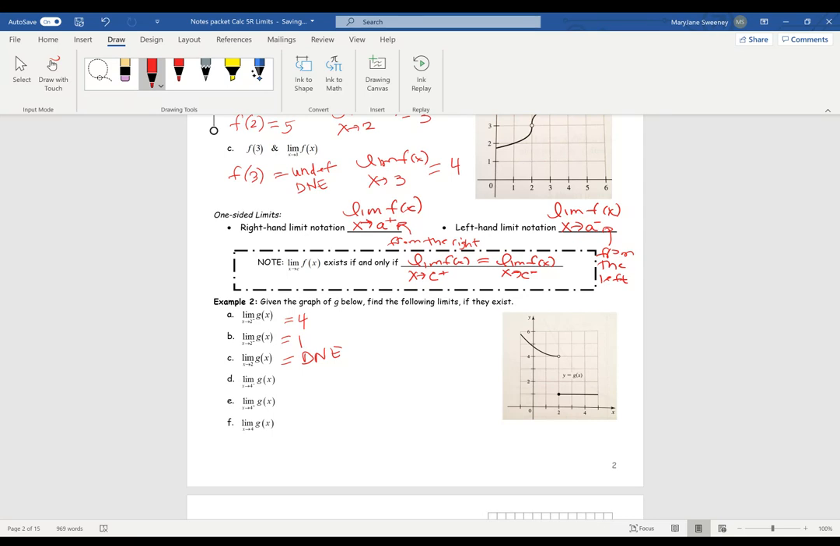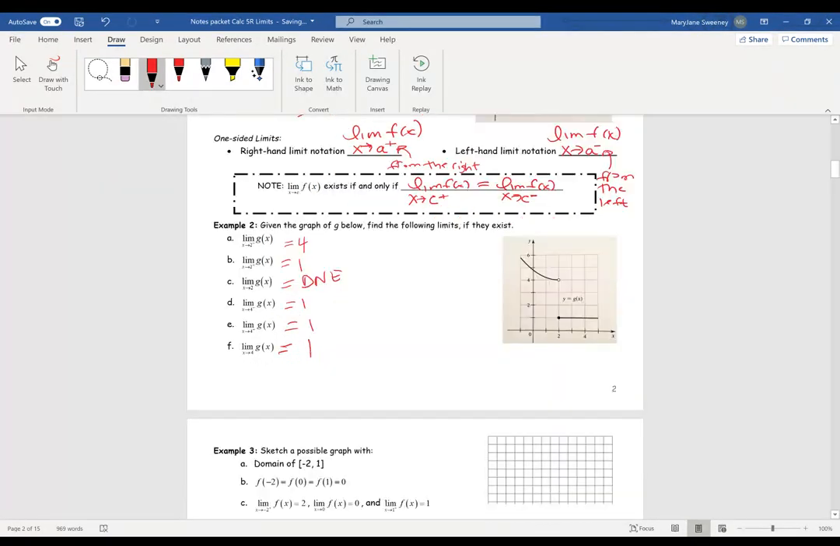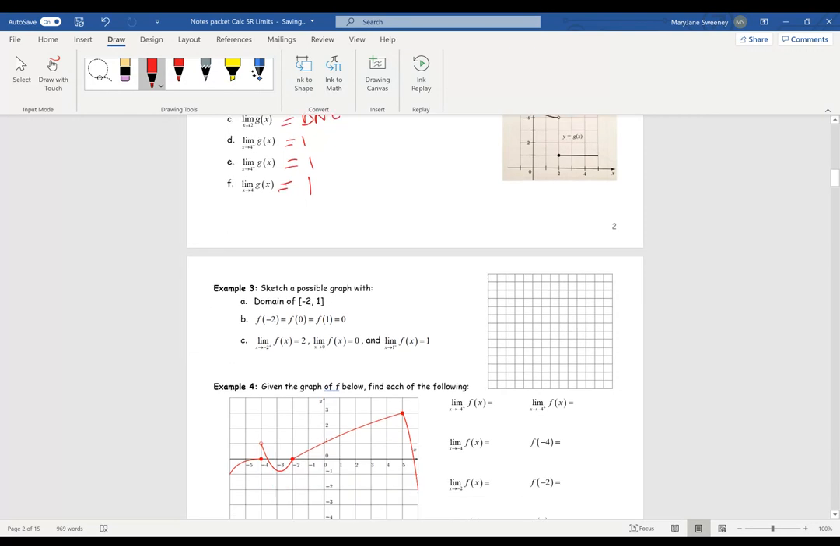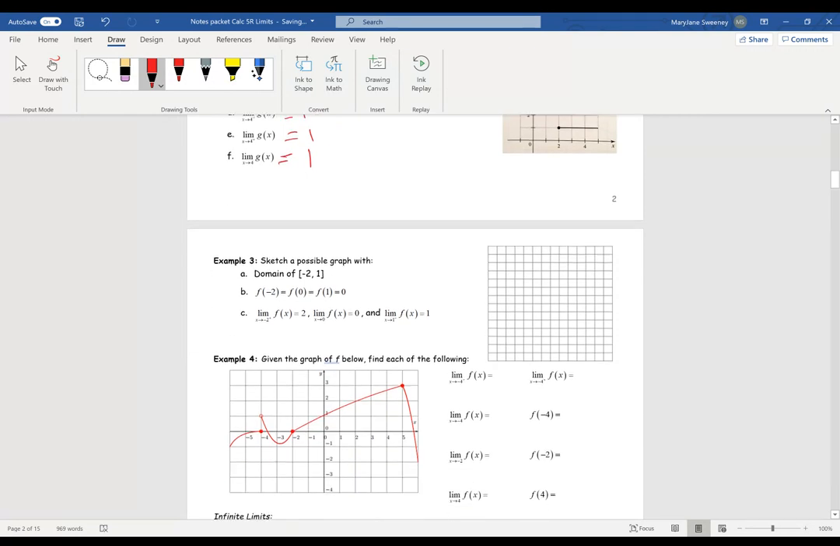As we approach 4 from the left, if I'm at like 3.999, my y's are approaching 1. 4 from the right is approaching 1. That means the limit of g of x as x approaches 4 is 1. Limit from the left, limit from the right are equal. Therefore, the limit exists, and it is that y value.